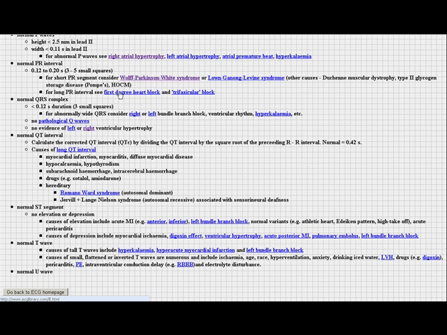Now another thing that can happen, not only can the PR become too short in Wolff-Parkinson-White, it also can become too long in heart block. Basically this indicates that there's a problem with the AV node. And that can be one of the first places that there's a problem, because it's inside the heart, and it's going to be one of the first places that's subjected to ion imbalances caused by lack of blood flow, because it's going to be the last part to get good blood flow.